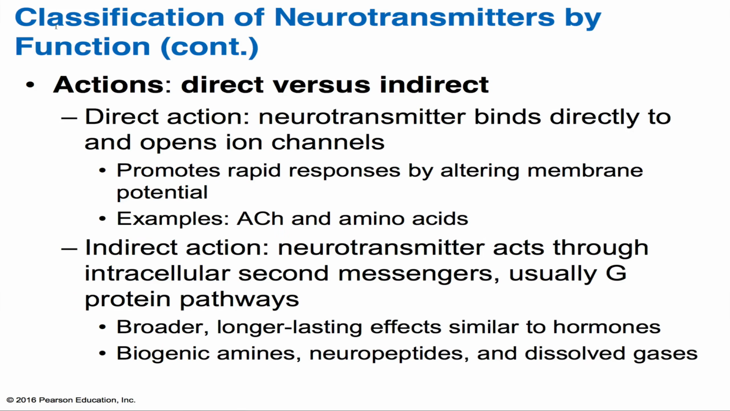For neurotransmitter actions, they're either direct or indirect. Neurotransmitters that bind to and open ion channels are said to act directly. They cause a rapid response in the postsynaptic cell by altering the membrane potential. So acetylcholine and amino acids are direct-acting neurotransmitters. Neurotransmitters that act indirectly tend to promote broader, longer-lasting effects by acting through intracellular second messenger molecules. Typically, this is via G-protein pathways. So these indirect neurotransmitters include biogenic amines, neuropeptides, and dissolved gases.